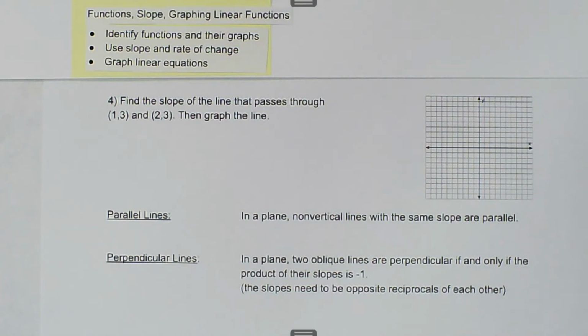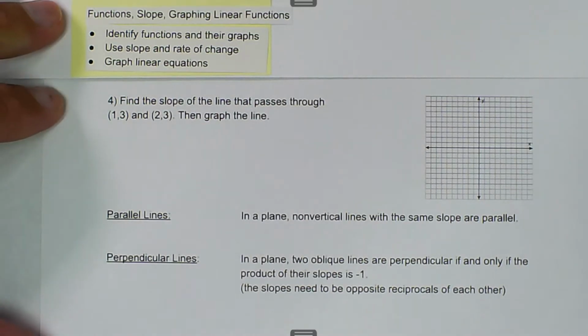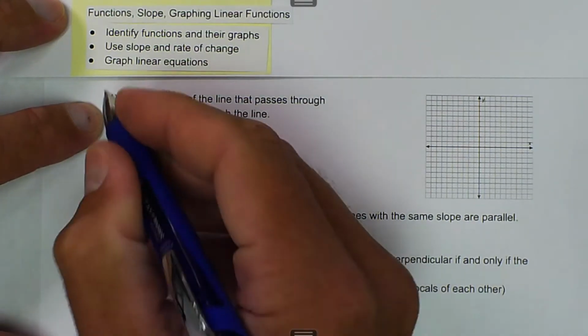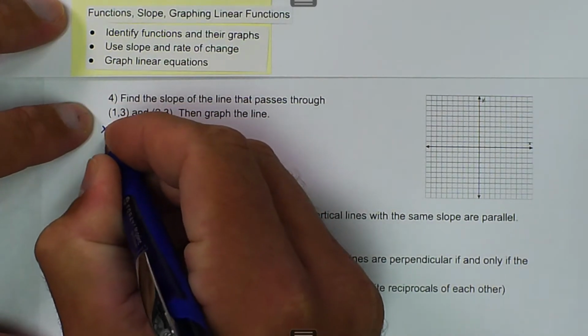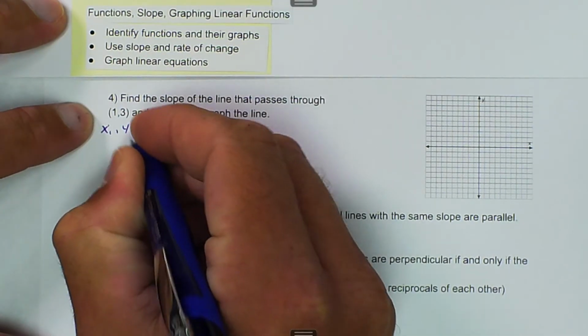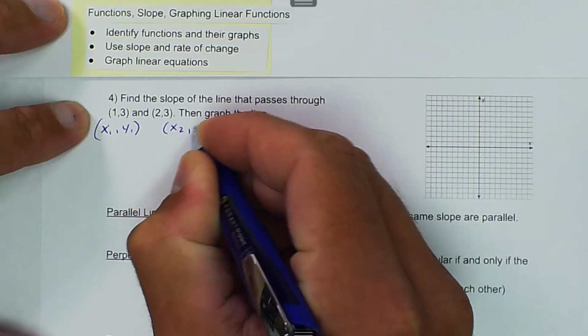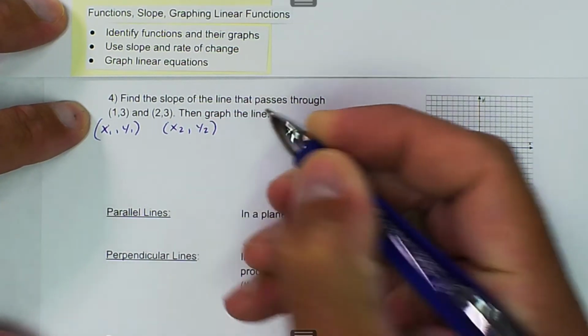We're talking about functions, slope, and graphing linear functions, and in this case, we want to find the slope of the line that passes through two given points. I'm going to name the first point x1, y1, and the second point x2, y2.